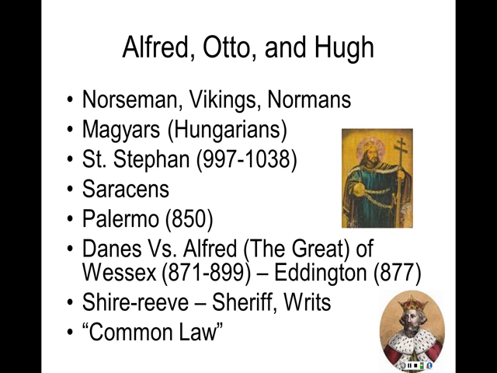Now, as a result of these Danish attacks, almost all of the Anglo-Saxon kingdoms that had been created were destroyed. The Danes occupied most of England. And by the time you get to about the end of the ninth century, only one Saxon kingdom was left, the kingdom of Wessex, meaning the kingdom of the West Saxons. And the king of Wessex was Alfred, known to history as Alfred the Great, because he was the first king of England.